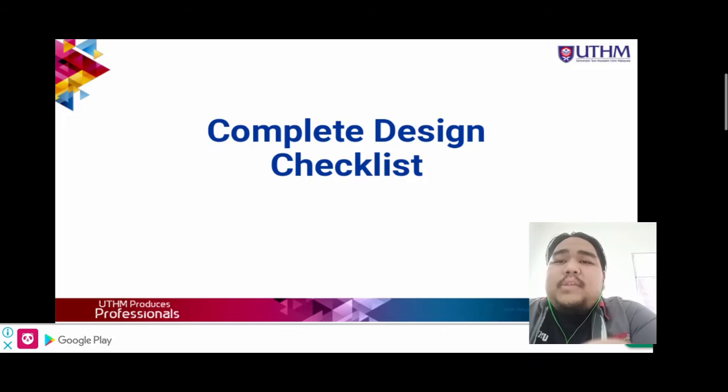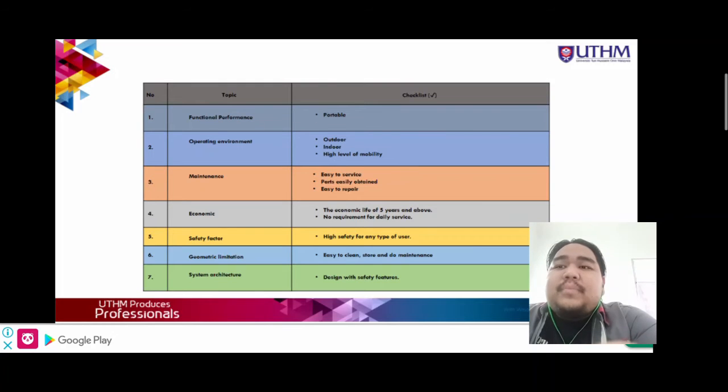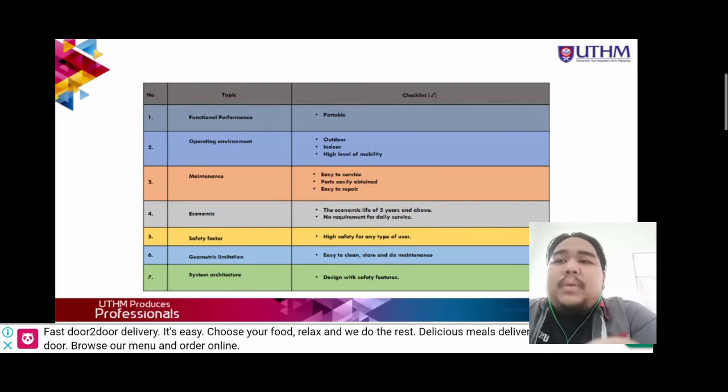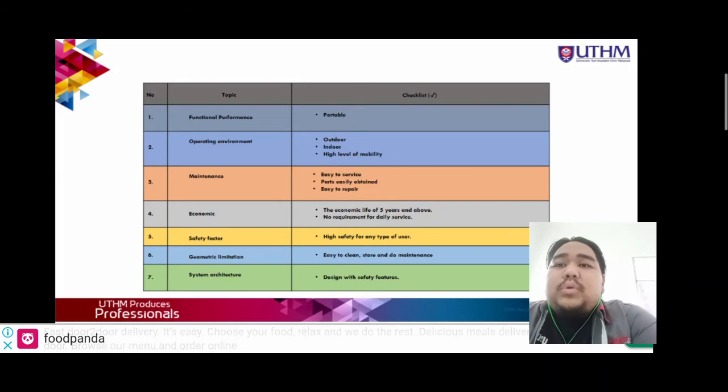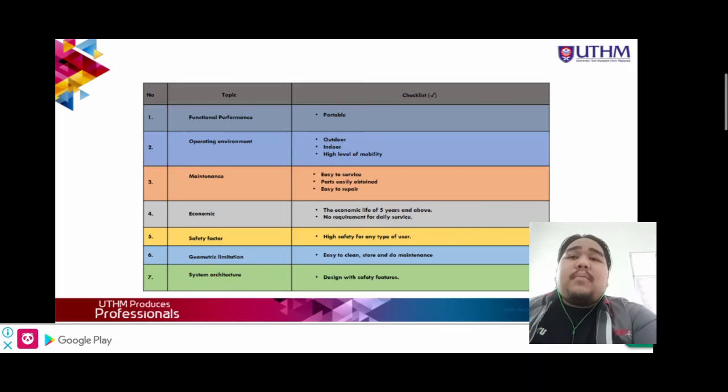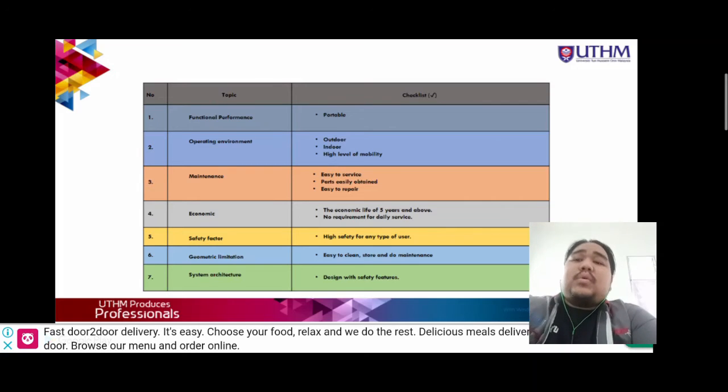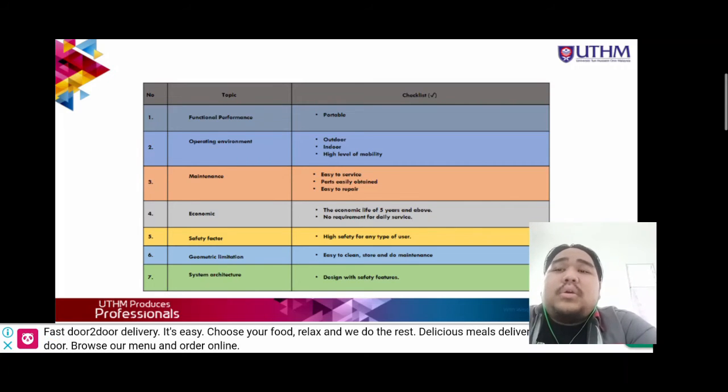As for our complete design checklist, it consists of 7 topics, which is functional performance, where the checklist is portable. The second one is operating environment. The checklist is outdoor, indoor and high level of humidity, which is our design is quite portable.